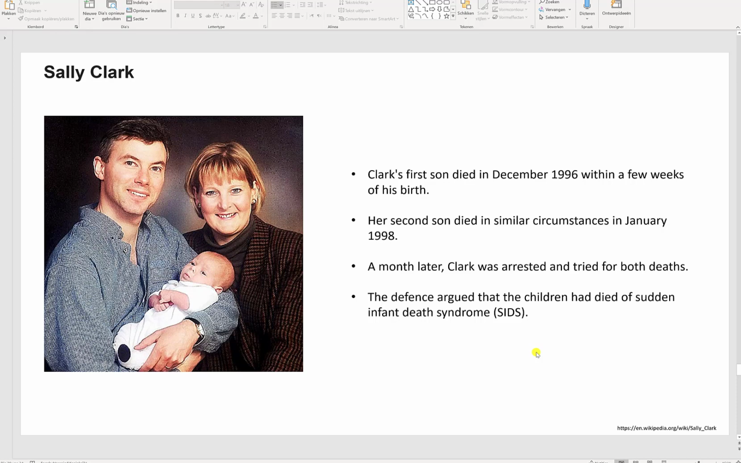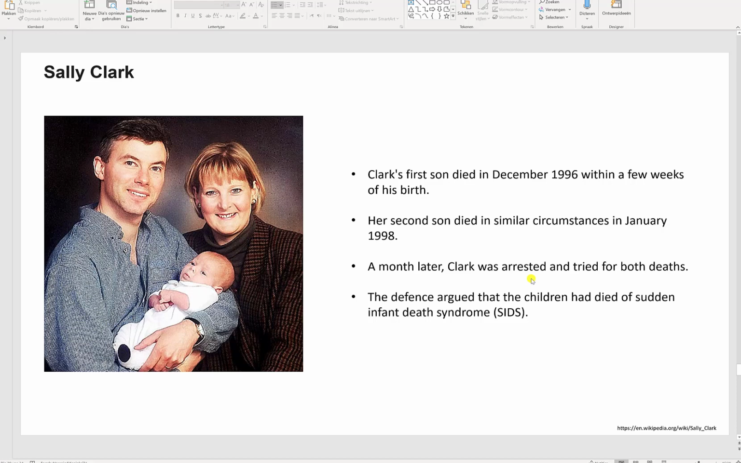And so this story is the story of Sally Clark. Several years ago it was in the news. You can find it also on the wiki. Sally had her first son die in 1996, a few weeks after the birth, and then she got a second son that also died in very similar circumstances. So that would be 2 years later, right? And so what happens is that Sally Clark was actually arrested and tried for both deaths. She was found guilty of murder.